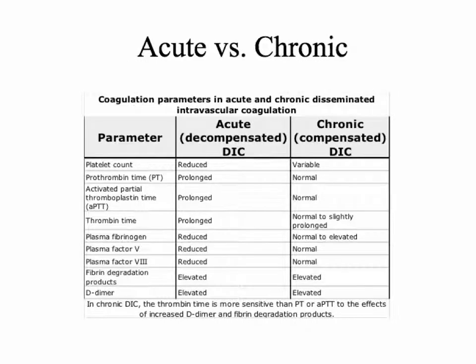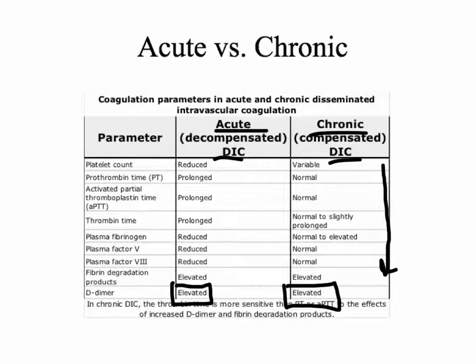So if we take a look at the lab values in DIC, acute versus chronic, you'd think in DIC, everything would be abnormal, but in chronic DIC, everything isn't abnormal because the body has time to compensate for things, and so the one thing that you always see that's abnormal is an elevated D-dimer. Elevated D-dimer is seen in both acute and chronic, and so this is the most sensitive test you can do initially for DIC.